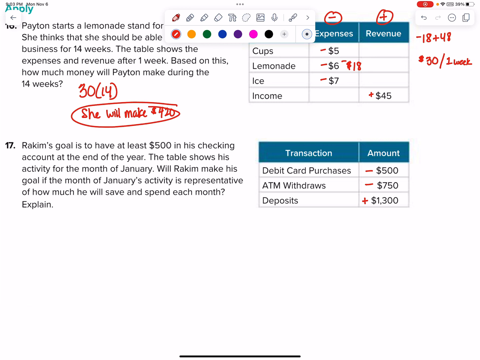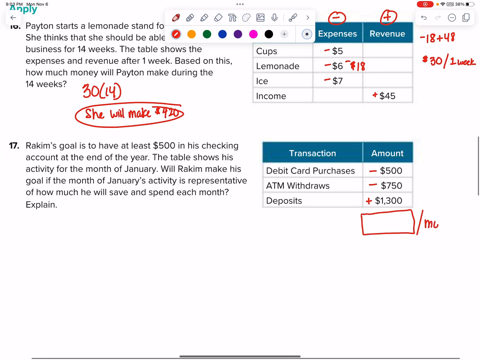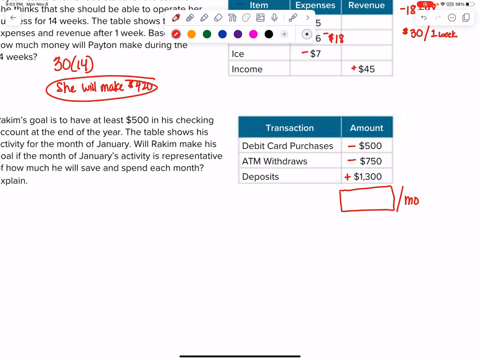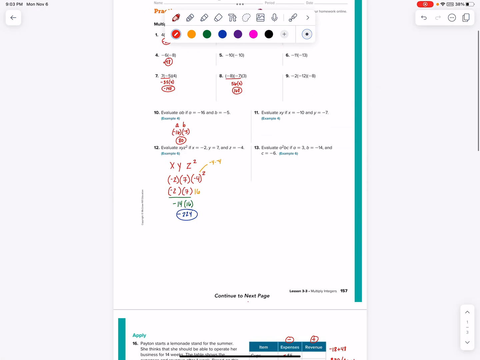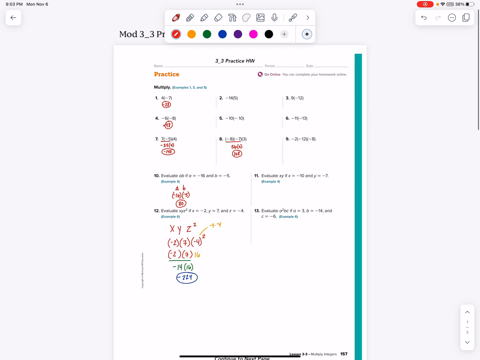If this is true, because whatever you get here as a final answer, okay, remember that this is per month, okay? And so you need to figure out, because that's just January, you need to figure out after a whole year, will he have at least $500 in his checking account or not? So that's for you to finish up. All right, go ahead and work on that. Let me know if you have any questions.